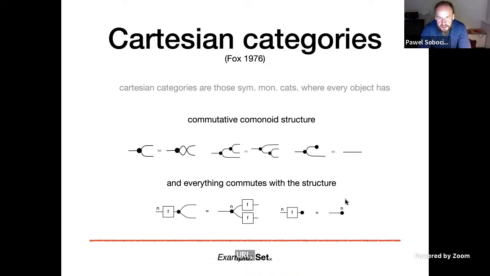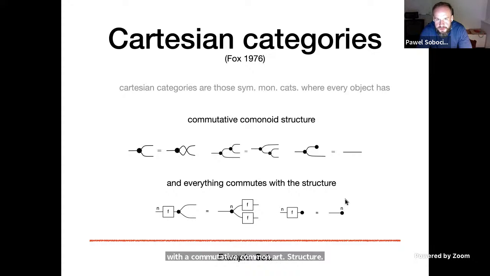And we can start making some connections. So this is a very beautiful theorem I want to talk to you about, due to Fox from 1976, that makes a connection between what is a Cartesian category, so that's a category with finite products, and categories in which objects are equipped with a commutative comonoid structure.